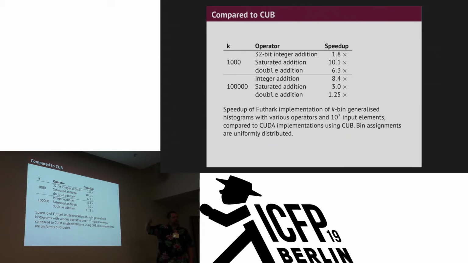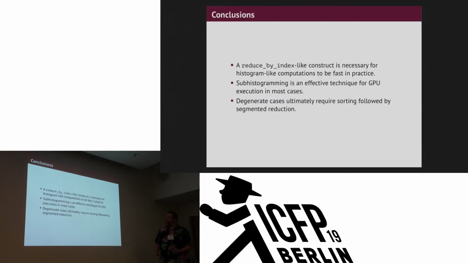And this, of course, is for uniformly random, randomly uniformly distributed bins. So this is without many conflicts. If you had many conflicts, then COP would be the hell out of Futhark, because their sorting and reducing is completely invariant to conflicts.